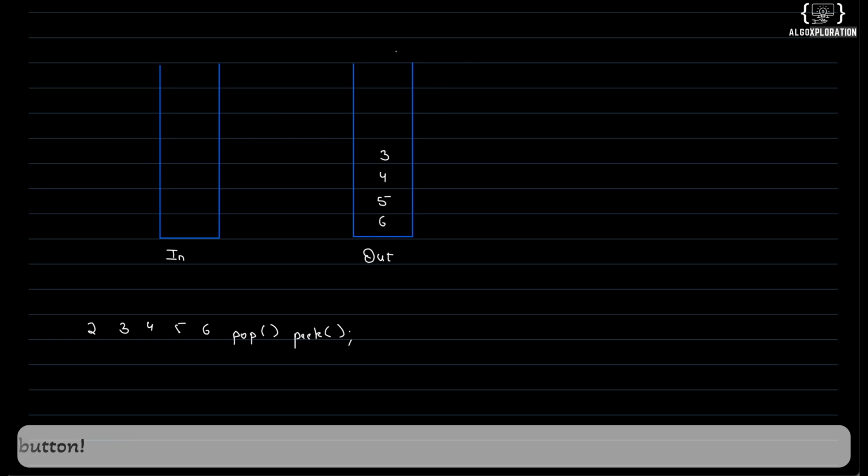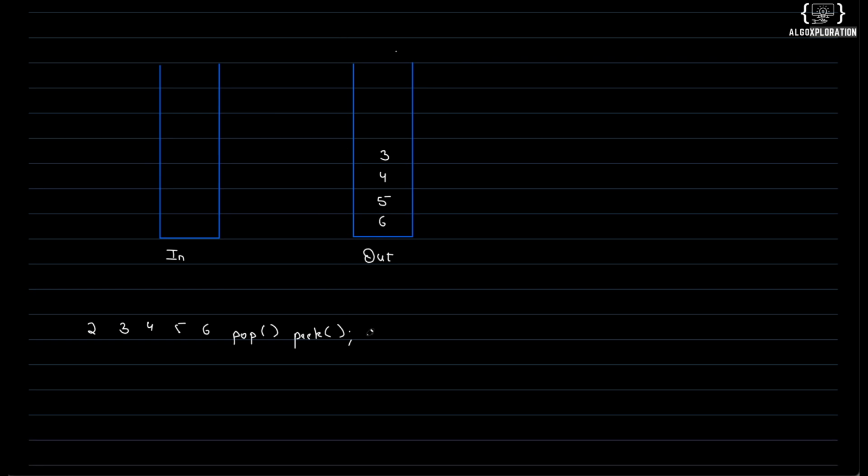Okay, now let's say again I want to push some element. So 7, I'll push it over here. 8, I'll push it over here. 9, I'll push it over here. Okay, now again let's see if I want to delete. So 2 I have deleted, 3 has to be deleted. So I'll simply check whether these elements are there in the out stack. If they are there, I'll simply pop this, right? I hope you got it.